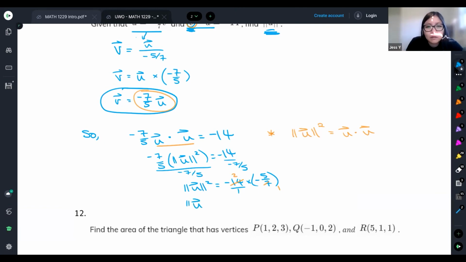So the length of u squared is going to be negative times a negative is a positive. 2 times 5 is 10. 1 times 1 is 1, so I'm not going to write that. So that means that the length of u is square root of 10.